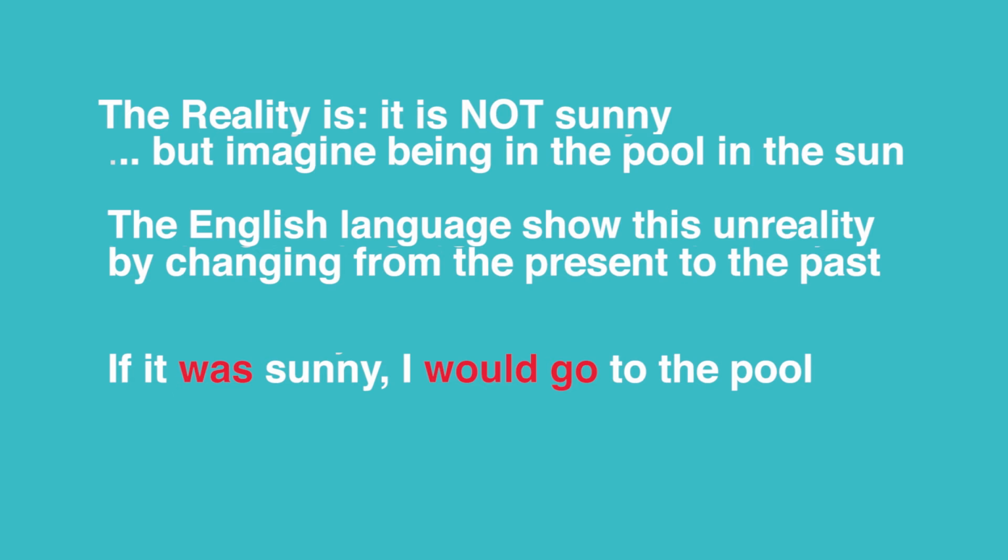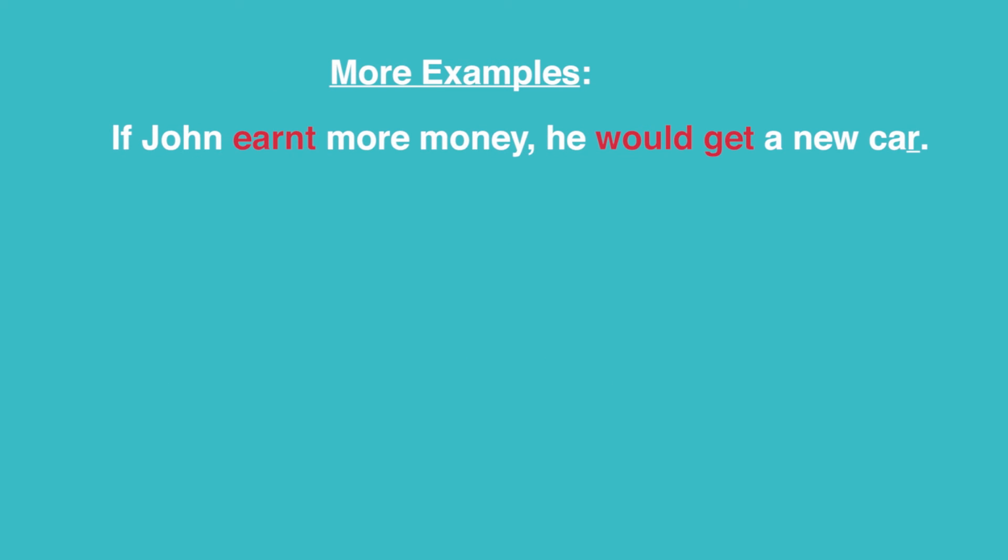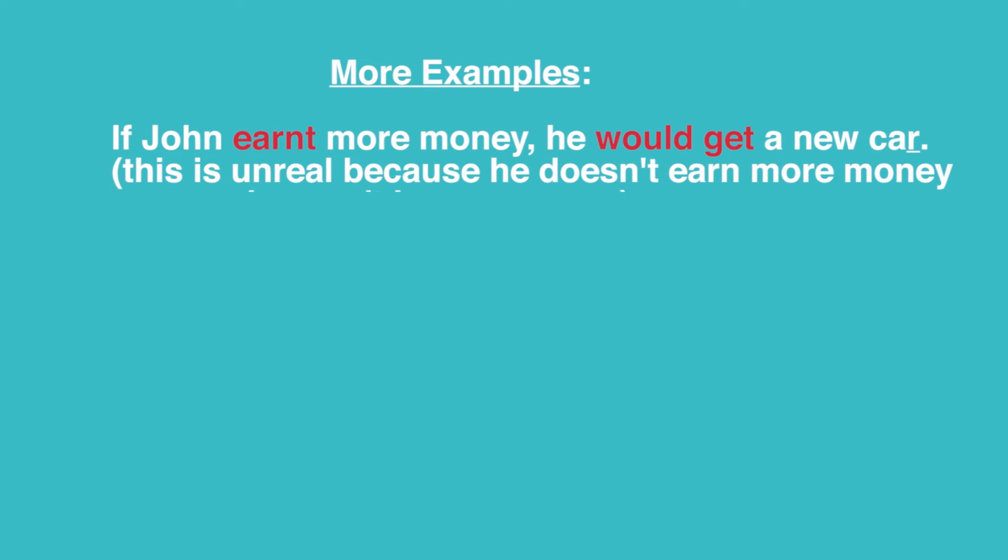So, some more examples. If John earned more money, he would get a new car. So notice if John earned. Earned and earned are two possible past forms of the verb to earn. So if John earned more money, he would get a new car. This is unreal, probably impossible, but certainly improbable. So what does this mean? This means that he earns what he earns and no more. So he won't get a new car.